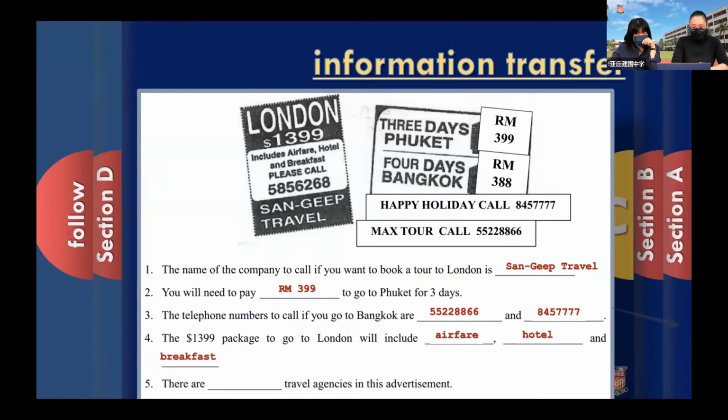3 phones that you can call. Okay, travel agency. So we find the company name. Number 1, we have what? Sun Jeep Travel. Number 2, we have Happy Holiday. And number 3, Max Tour. So altogether, 3. Okay. All right, very good.